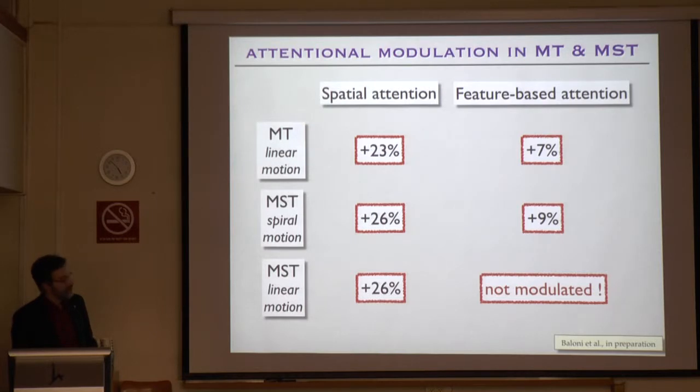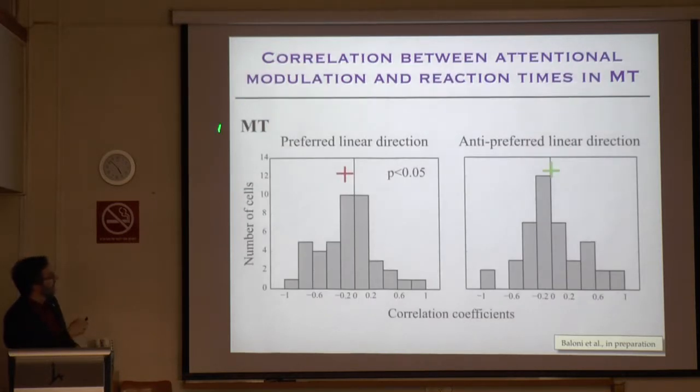And just as a control, we can look at this for area MT, and we indeed find that there is a significant correlation for the preferred linear direction. And there isn't one, and there shouldn't be one, for the anti-preferred direction, because these neurons presumably don't contribute to perception. So that is already a known data set, and we just replicated this. And our question was, what does this relationship look like for MST?